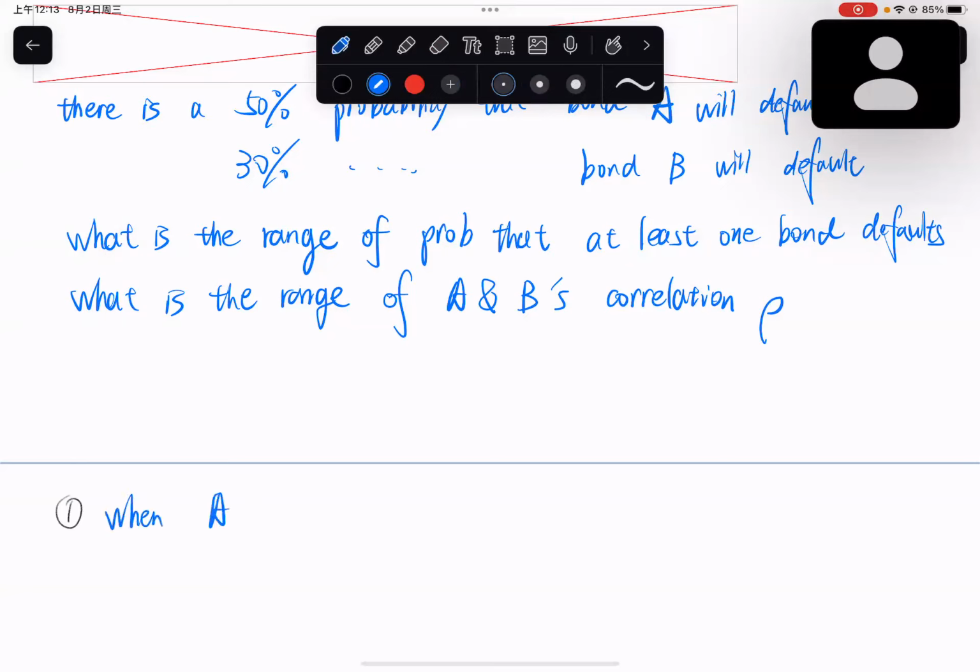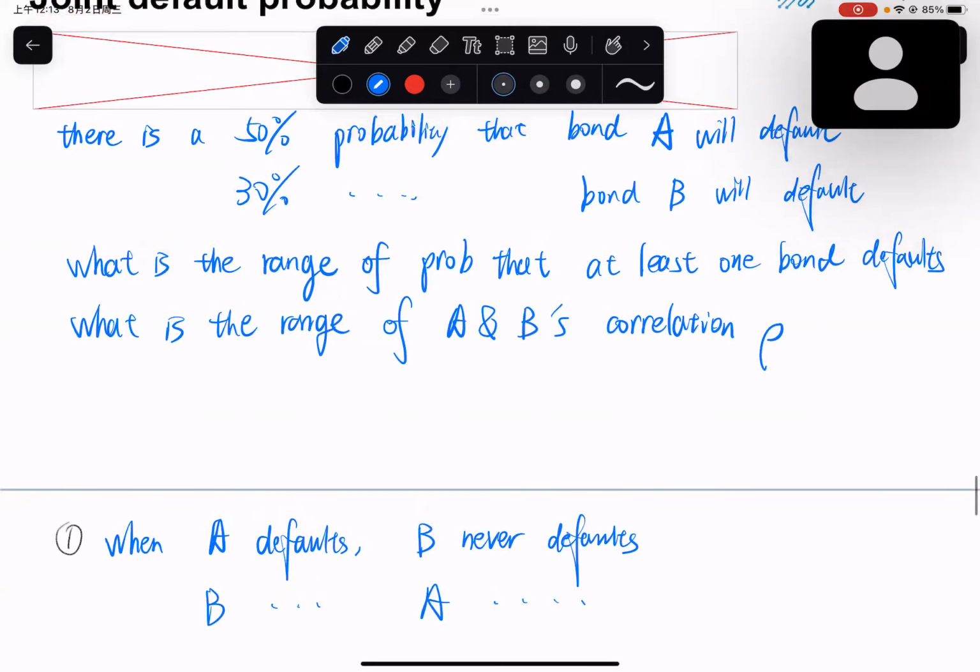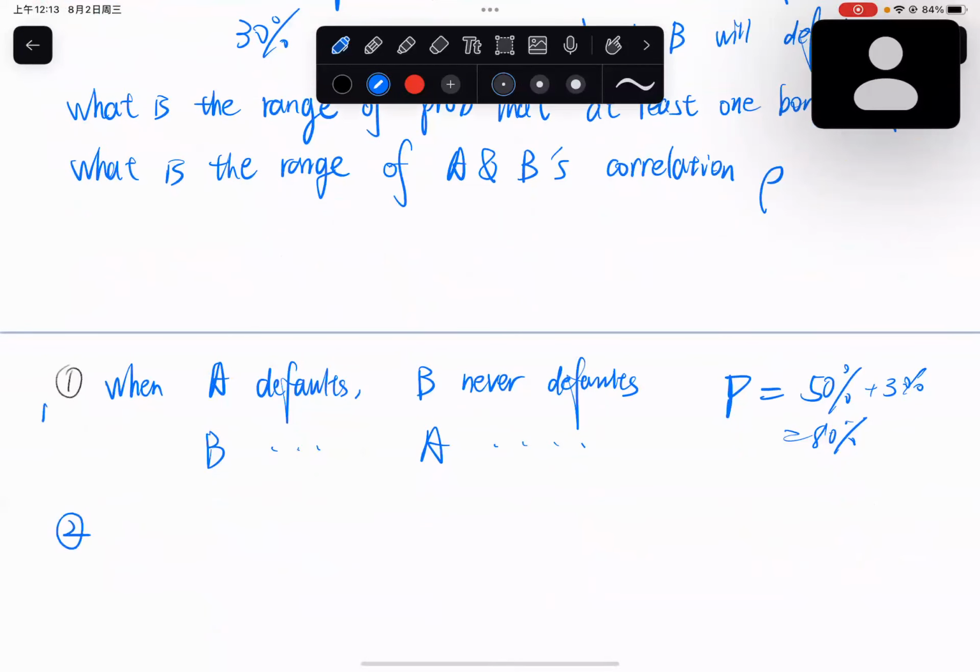If when A defaults, B never defaults, and when B defaults, A never defaults. In that case, what is the range of probability that at least one defaults? This probability is going to be 50% plus 30%, which is 80%, right? And this is the max case, okay?